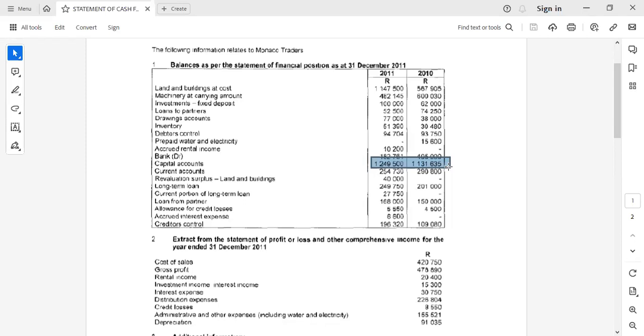But you should also be very careful, because in the additional information they can tell you, for example, that the owner contributed furniture. If he contributed furniture, we have to take out that portion that was contributed by furniture. Remember, we're doing a cash flow. We're only interested in the cash movement.